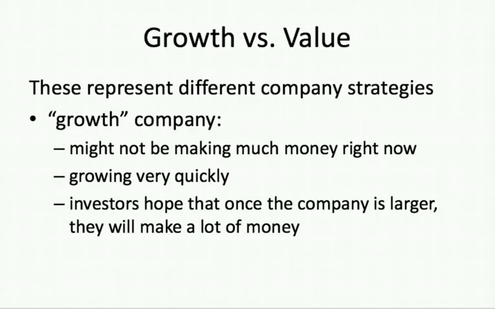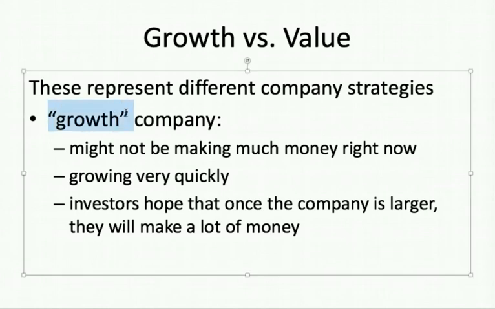First, you have growth versus value. So one way of dividing up companies is into these two different strategies. And most companies use a combination of growth and value, but some companies fall more on the growth end, some companies fall more on the value end. So when you talk about a quote unquote growth company, this is a company that might not actually be making much money now, and in fact might even be losing money, but the company is growing very quickly or is promising to grow very quickly. Investors will buy into the stock in the hopes that once the company is large enough, they'll start making a lot of money.